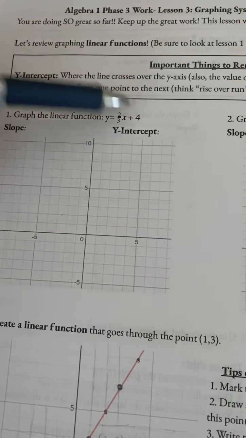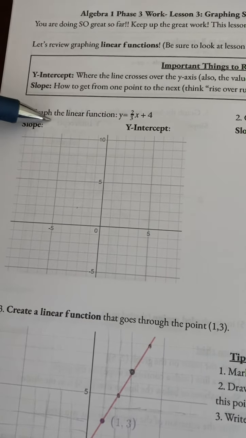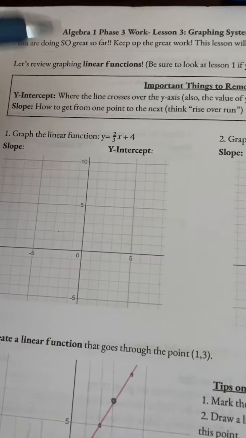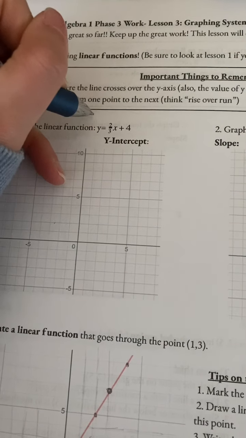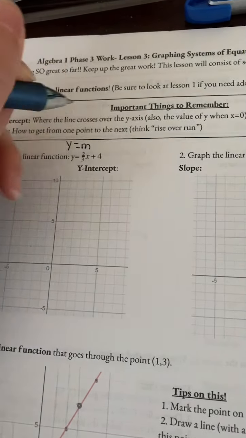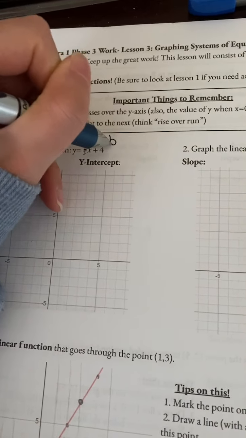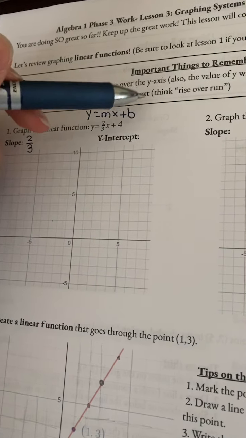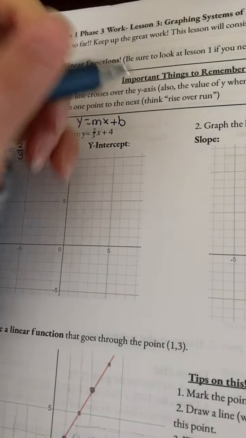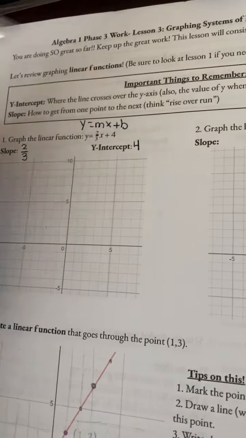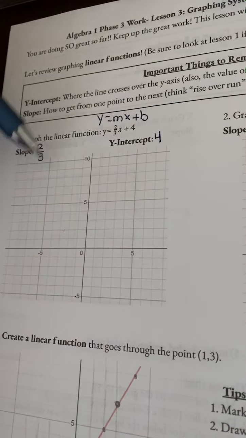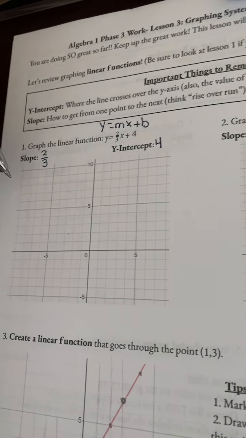3x plus 4. The first thing that I want to do is identify my slope and identify my y-intercept. Since my equation is y equals mx plus b, I know that my slope here is 2 over 3, and my y-intercept, my b, is going to be this 4 here. So that's the first thing I want to do, to be able to identify my slope and my y-intercept. Then I'm going to graph them.